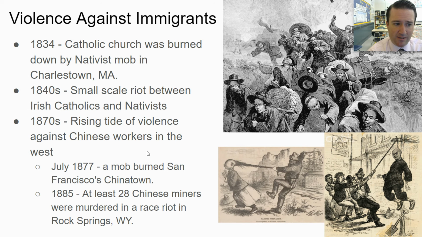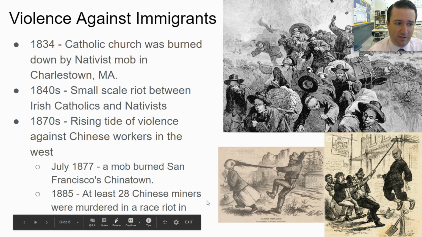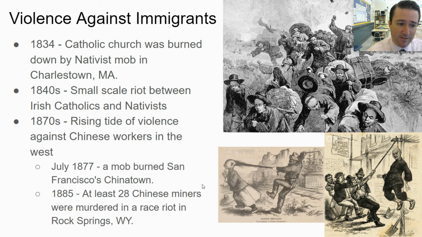So in the 1870s, you see that rise of violence, and some examples. In July of 1877, a mob burned down San Francisco's Chinatown. People were killed. I'm not exactly sure how many, but their homes and their shops were destroyed, essentially making it a hostile place for them to be. And this is not just in San Francisco. There were riots across California, where a majority of the Chinese people had been settling and creating their ethnic neighborhoods.